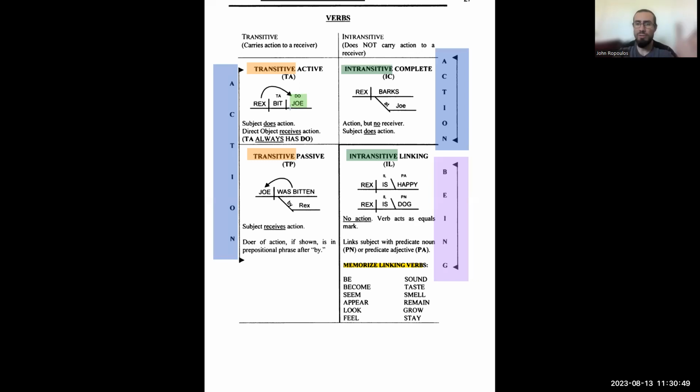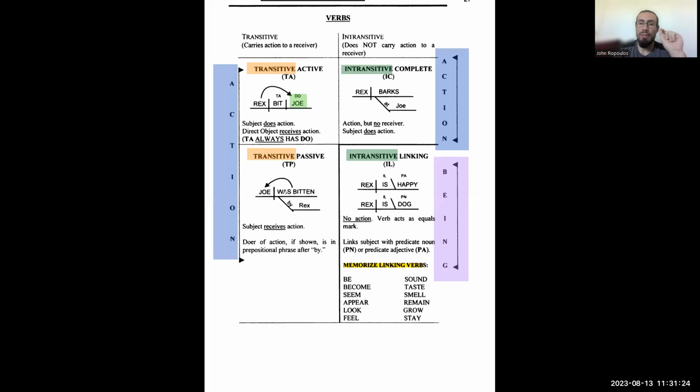Okay, how is this separated from these other verbs? Well, look at the transitive passive. One is active, one is passive. What does passive mean here? Let's look. Joe was bitten. Who did the biting? Grammatically, we don't know at the moment. And what do I mean by that? Look at Rex, the first one, transitive active. Rex bit. Rex is the subject of that verb. Rex is doing the biting. Rex bit Joe. We know grammatically that's who did it.